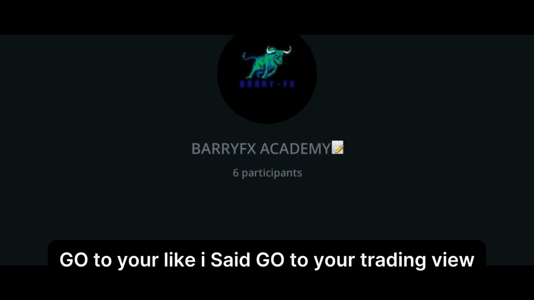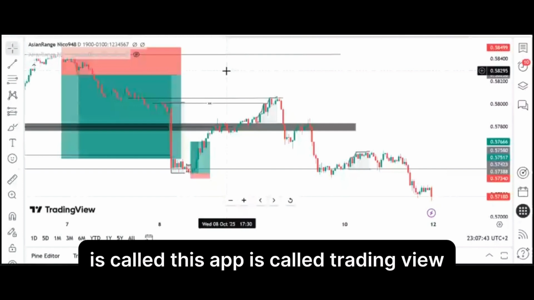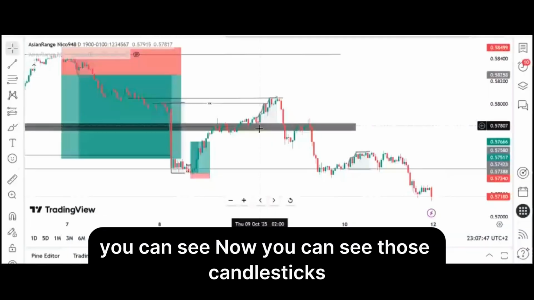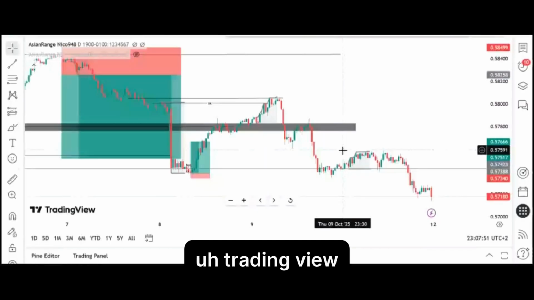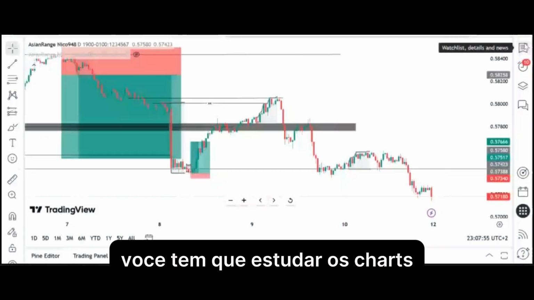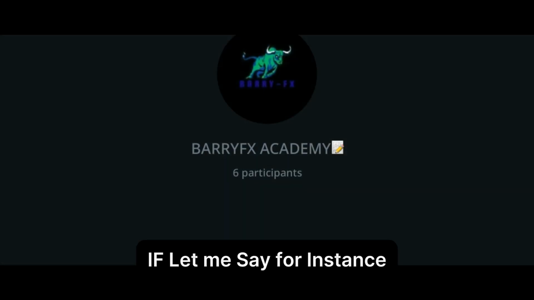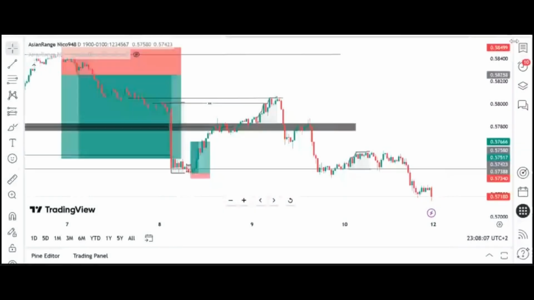Go to your TradingView, like I said. This place that I am right now is TradingView. You can see those candlesticks. This app is called TradingView. You have to study the charts, your strategy, what you know, before you'll be able to predict. Maybe, for instance, let me change the currency pair.